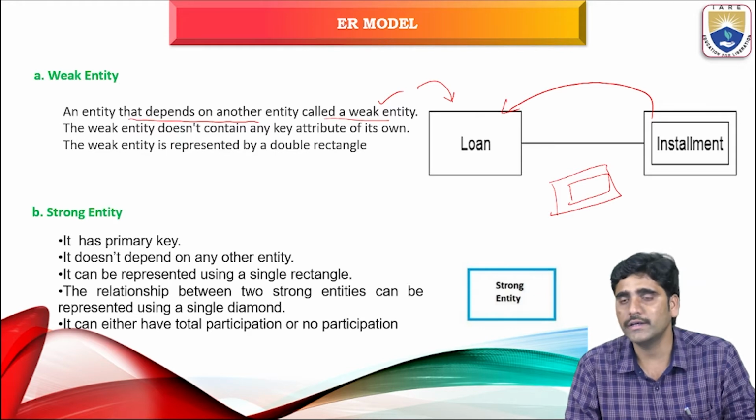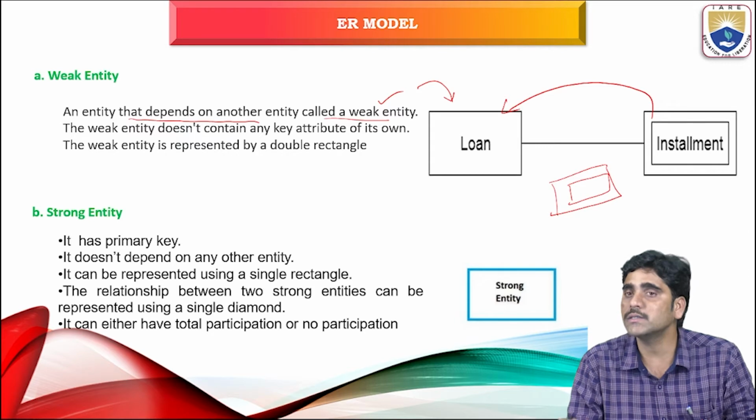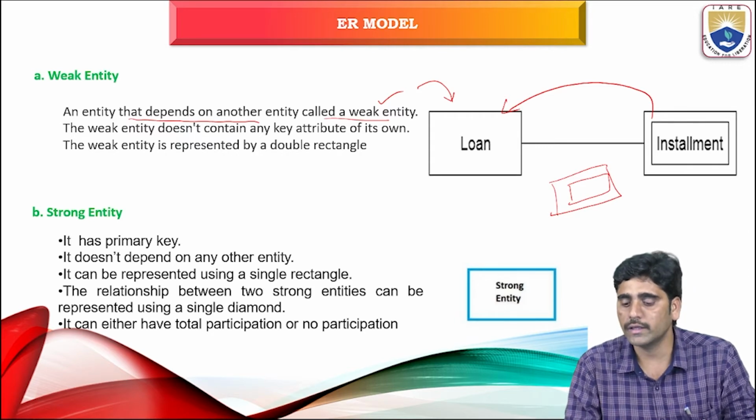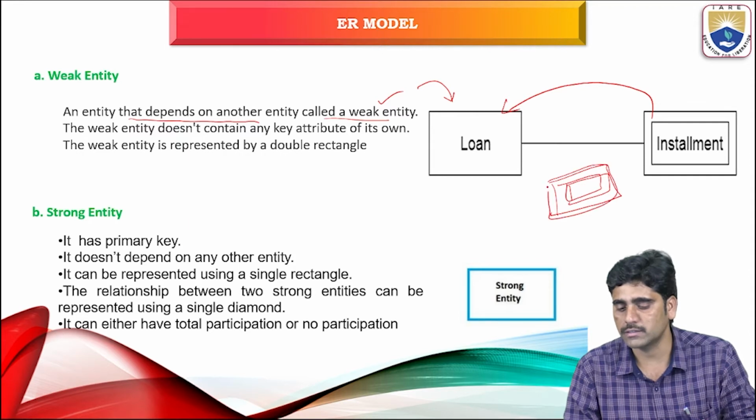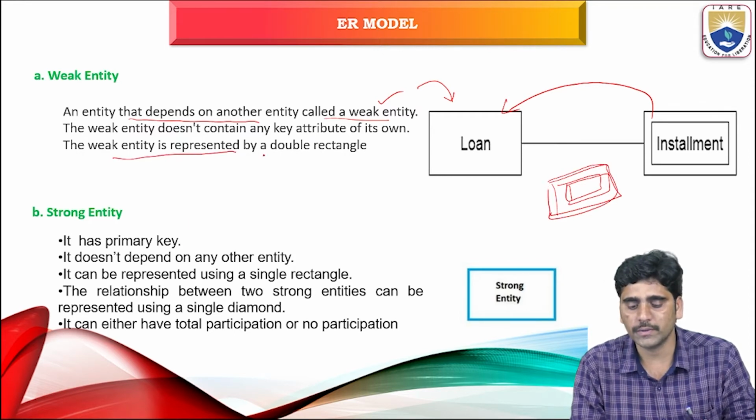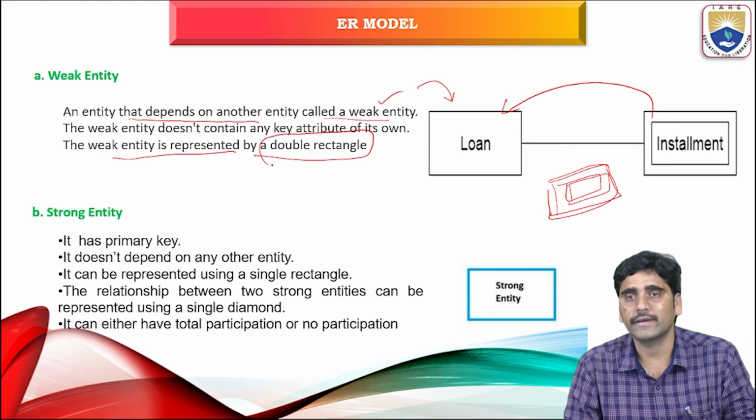So here the installment entity is a weak entity because it is depending on the loan, the amount of loan you have taken. Whenever you take the loan amount, you have to pay installment-wise, right? So installment is a weak entity, and we represent a weak entity in the form of a double rectangle.